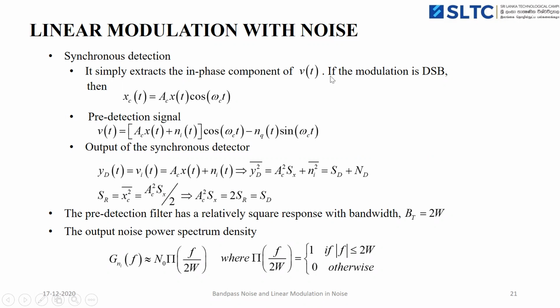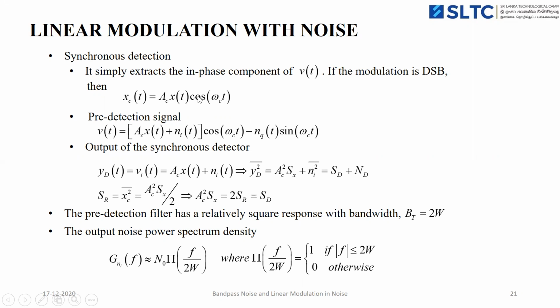Okay. If you consider the modulation is double sideband, then the signal Xc of t equals AC X of t cos omega ct. It's the equation for the double sideband modulated signal, where AC is the amplitude, X of t is the transmit data, and cos omega ct is the carrier signal. Then the pre-detection signal v of t is the output of the bandpass filter. It has the in-phase and the quadrature component: AC X of t plus NI of t, cos omega ct, minus NQ of t sin omega ct.